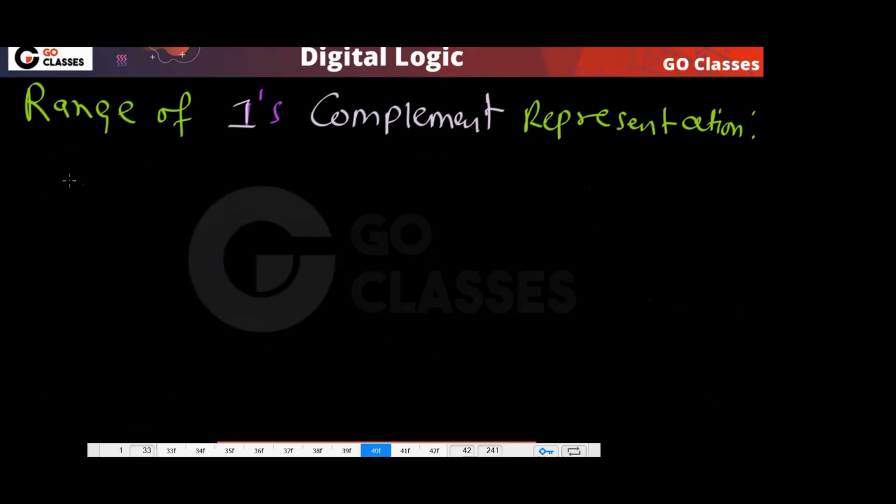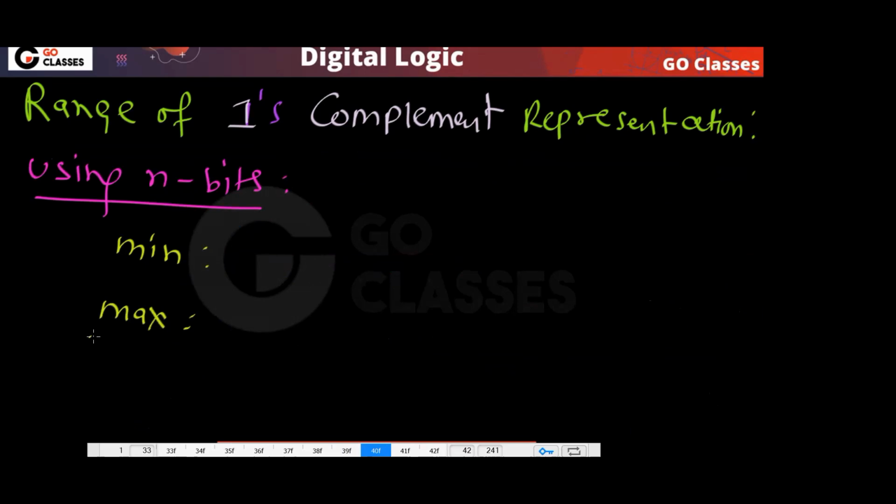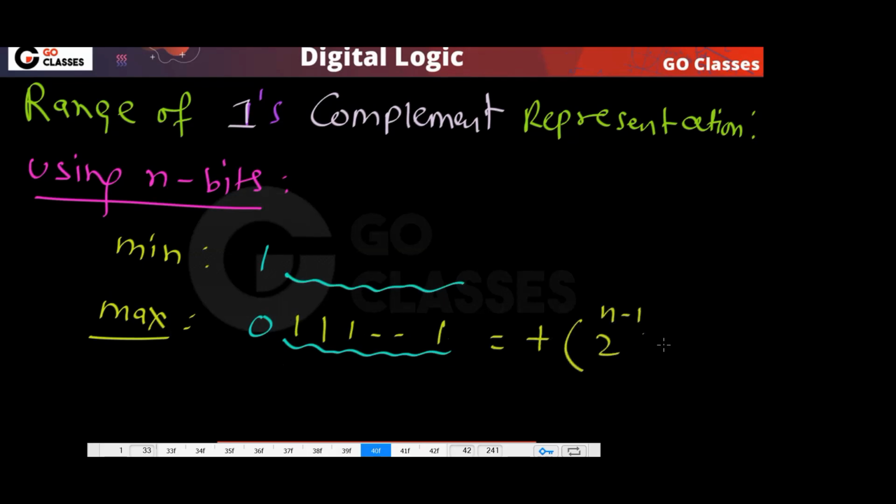The same thing, let's do using n bits. Using n bits, what will be the minimum you can represent and what is the maximum you can represent? For the maximum you will start with 0 and for the minimum you will start with 1. If you want maximum, here you will put all the ones. Total n minus 1 ones. So the maximum will be 2 power n minus 1 minus 1, because total n minus 1 ones you have.